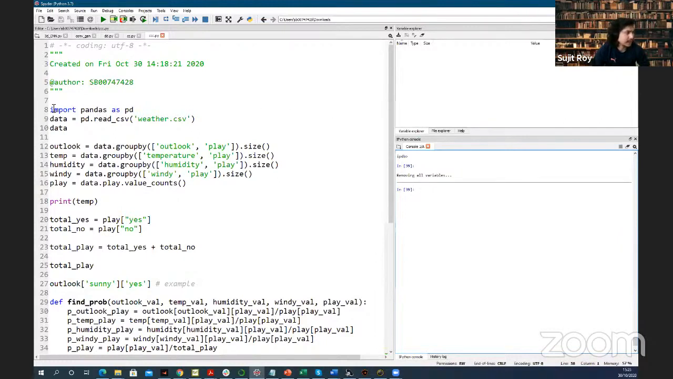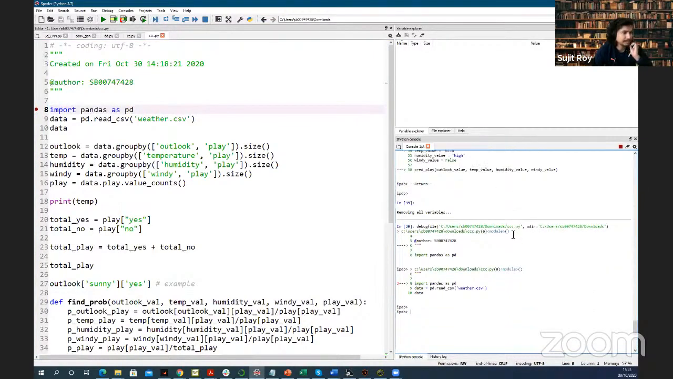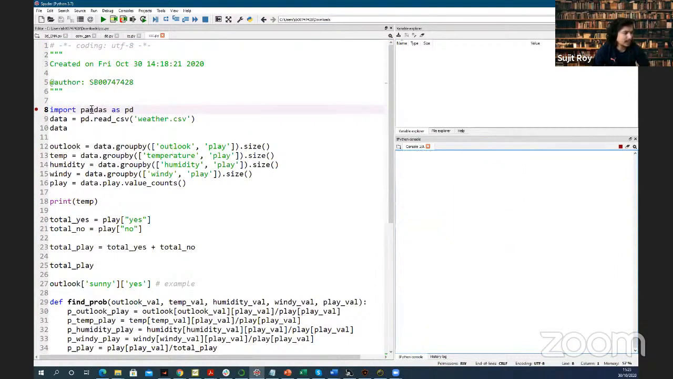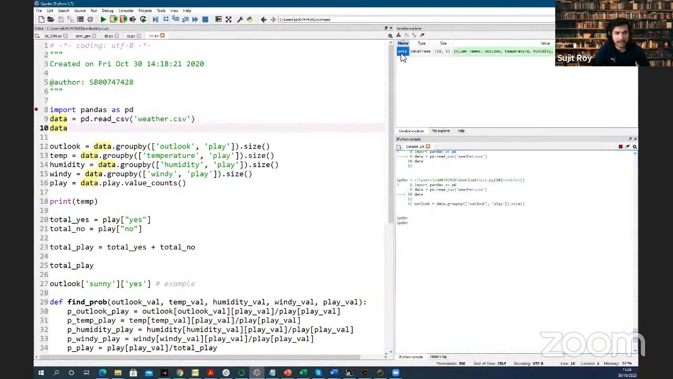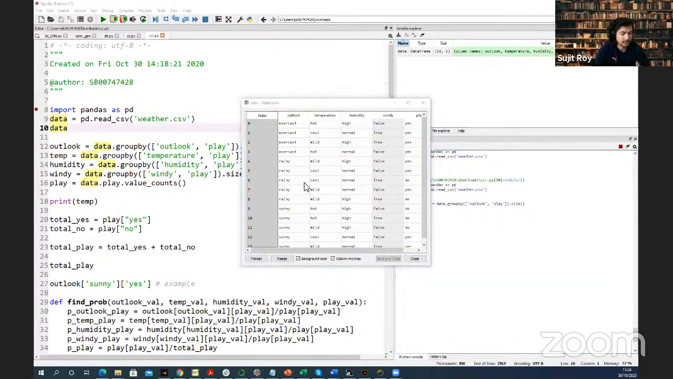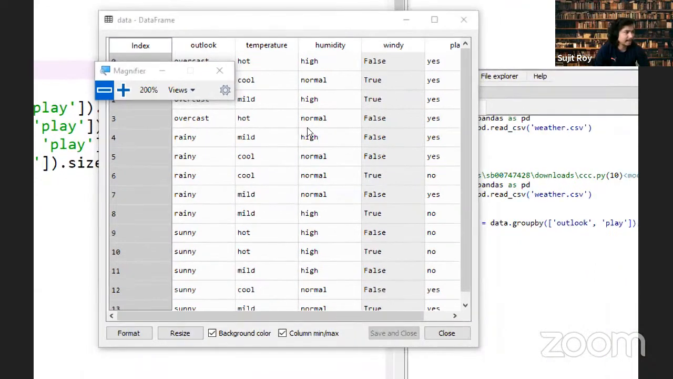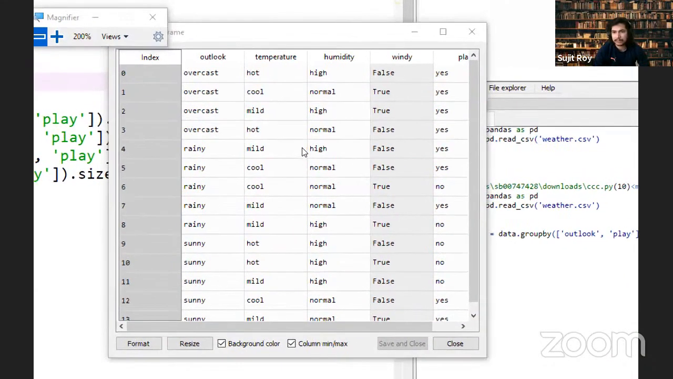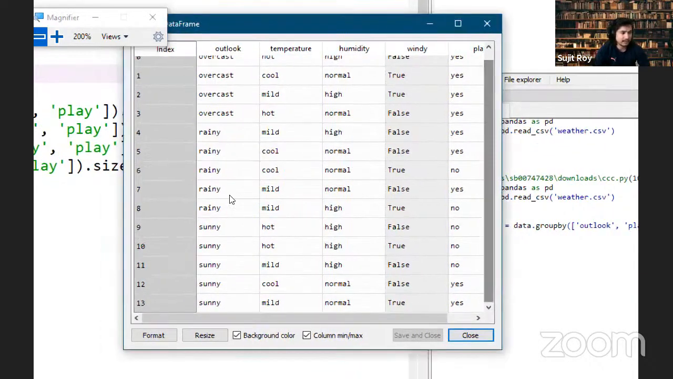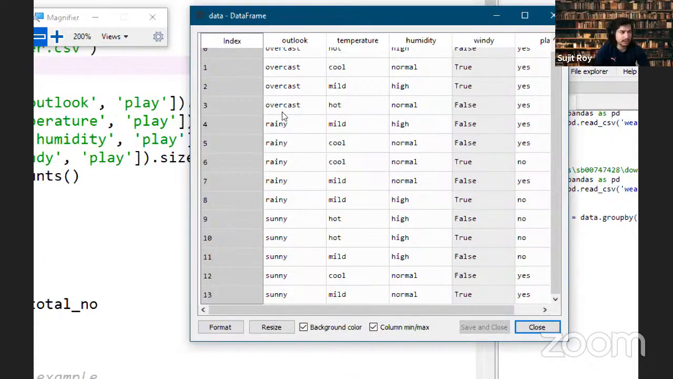Oh, perfect. So now I'll use a debugger here and try to run this. So now we are at import. We are going to import the libraries and then we are going to read the data. Okay, we got the data here. The data is small, so now I'll use the magnifier. So we have the full data here. I hope this is also visible to everyone. So you have outlook, temperature, humidity, windy, and play, and you have 14 rows here telling you what the values are.